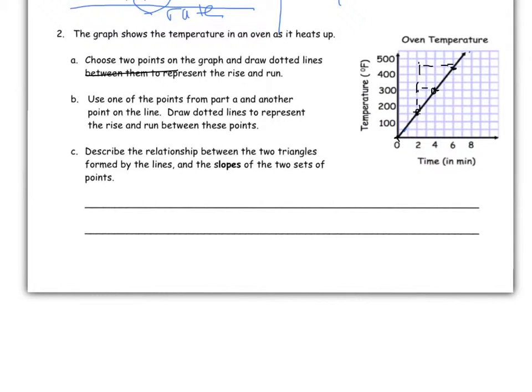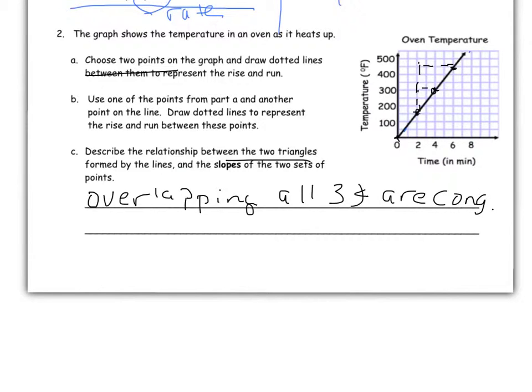Now describe the relationship between the 2 triangles formed by the lines. Well, I could say they're overlapping. I could say that all 3 angles are congruent. I could say they're similar triangles. All of these would be good answers. Similar triangles. And then it talks about the slope.